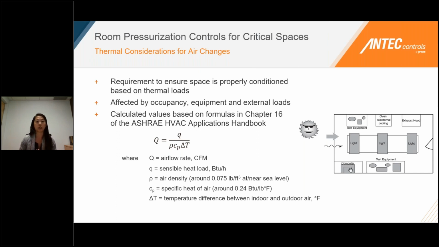So the ASHRAE HVAC Applications Handbook does have recommended formulas like the one shown here to calculate what the airflow is in order to ensure that you are washing any heat sources and making sure that that space is properly conditioned and is not overheating. And we'll go through a calculation example for that as well.